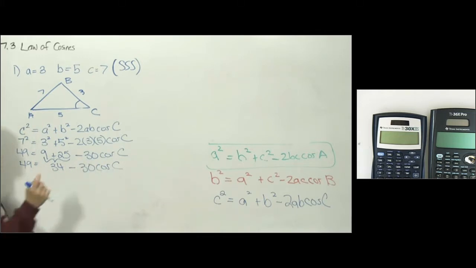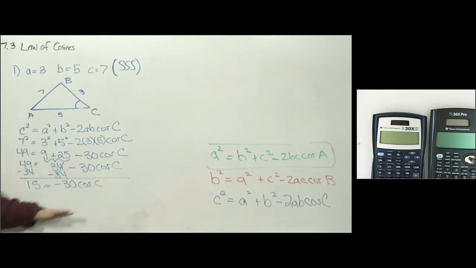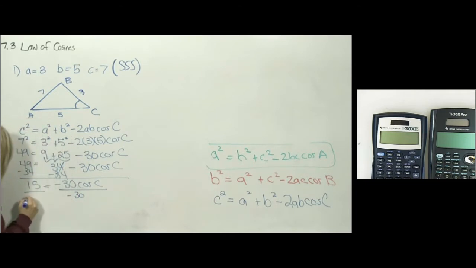Okay, so who are we trying to solve for? Well, we're trying to solve for C. So we got to start moving numbers to the left. So I'm going to move the 34 by subtracting. 49 minus 34, okay, I know that's 15, equals negative 30 cosine C. We're trying to get C isolated. So now we're going to move the negative 30 by division. All right, and we all know 15 over negative 30 would be negative a half.